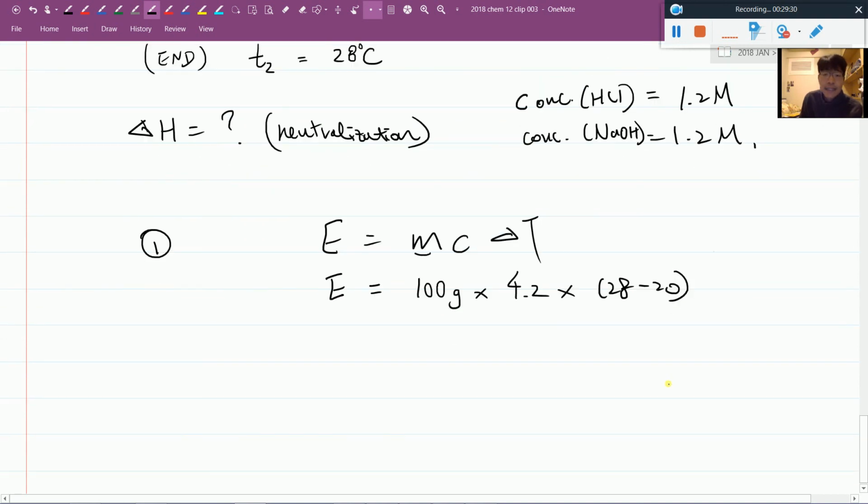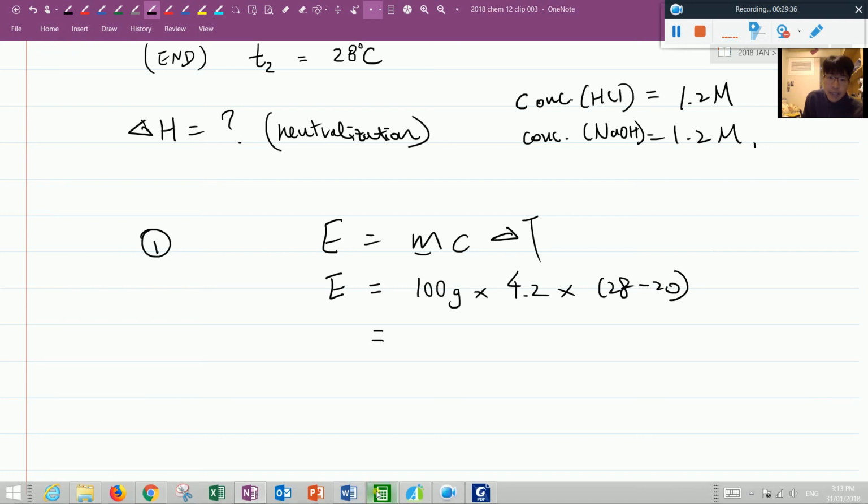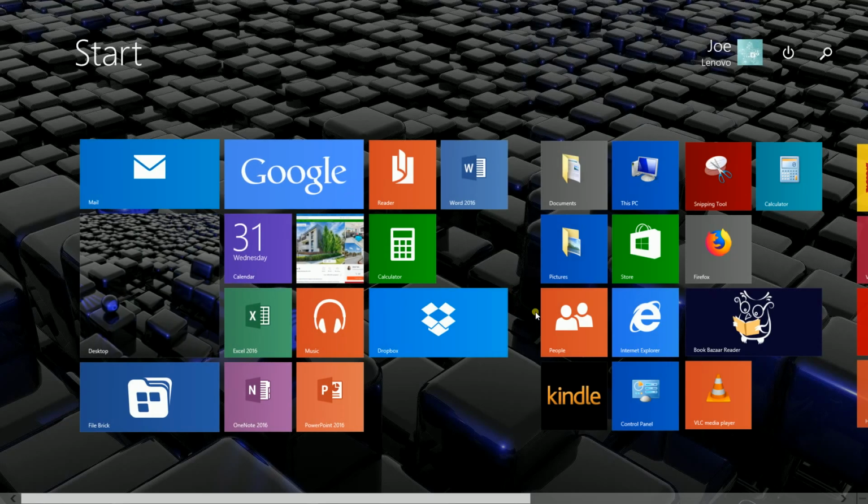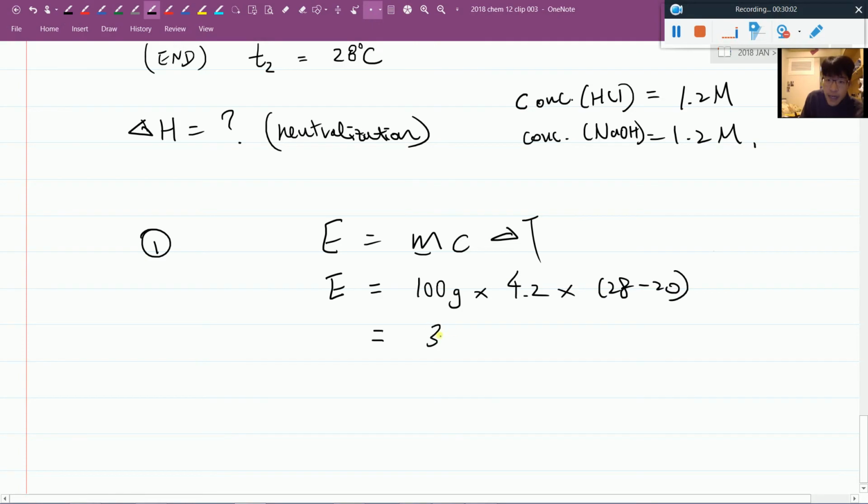Right? Let's have a look. 100 times 4.2 times 8, not 4 point, sorry. One more time, 100 times 4.2 times 8 equals 3,360. 3,360 joules is produced. Okay? What's the next step?